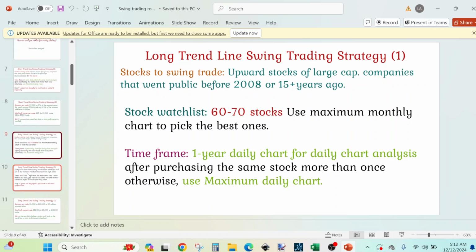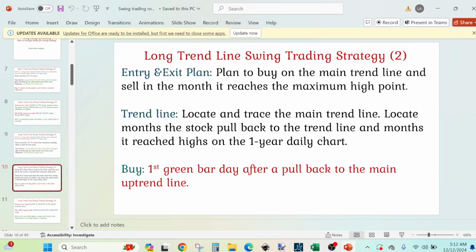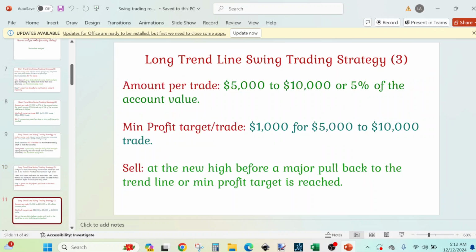But now we wanted to apply a longer trend line swing trading strategy, aiming for a longer trend line that we color purple on our chart, and just wait for the stocks to pull back to that line. Then we get in and aim for a new high or a minimum profit that we are targeting to sell.